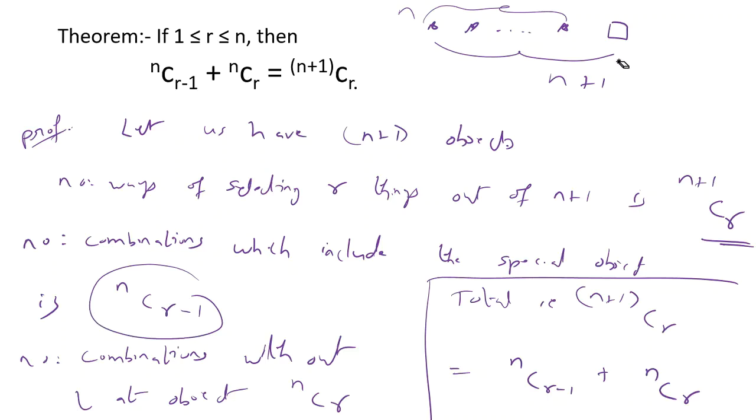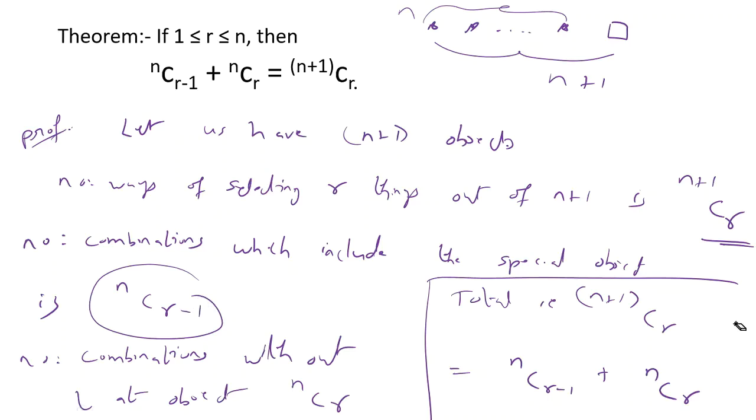Now, the number of combinations without this object. Without this object means I have these n objects and I have to select r objects. So this can be done in n choose r ways. The total number of combinations is equal to the number of combinations in which this object is there plus the number of combinations in which this object is not there.